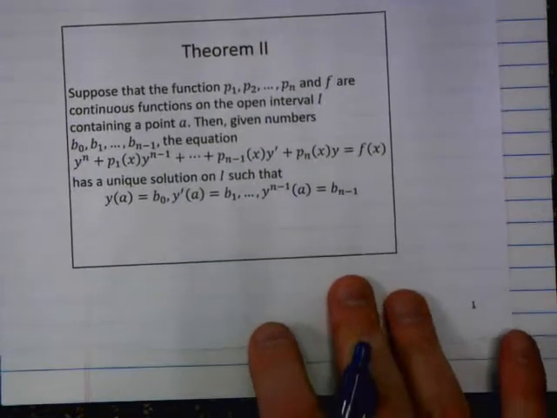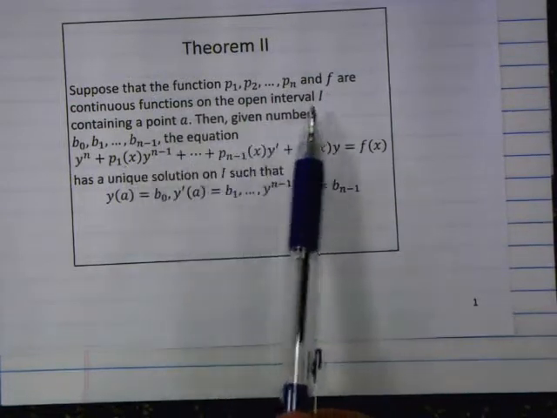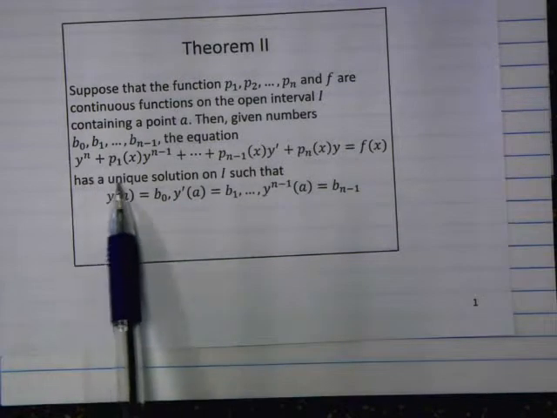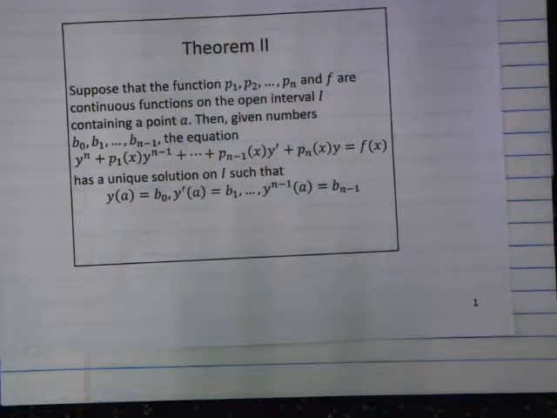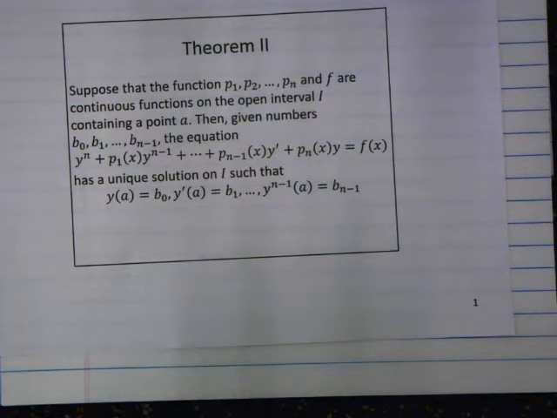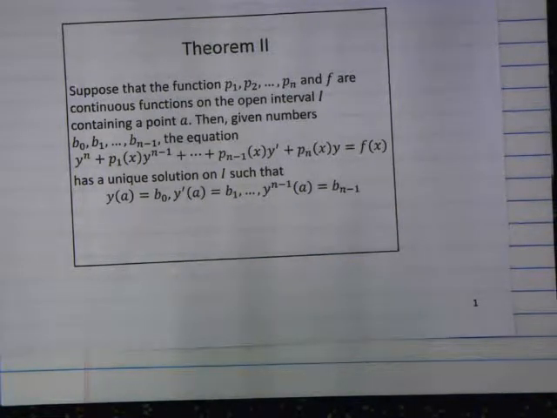The next theorem was a theorem that guaranteed solutions. This one says, suppose that P1, P2, through Pn, and f are continuous functions on the open interval I containing a point a. Then, given constants, the differential equation is guaranteed to have a solution satisfying all of the initial conditions. That's the exact same theorem as the other day, except we only had a second order equation, so we only needed 2 initial conditions. How many initial conditions will you need for a third order differential equation? 3. And a fourth order? 4. If you have an nth order differential equation, you need n initial conditions, and once you have them, you're guaranteed a solution that matches them.